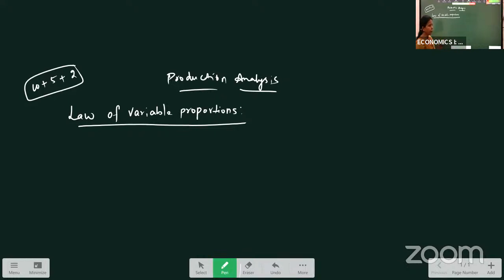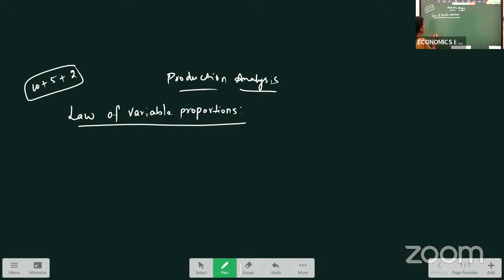Law of variable proportions explains the production function in the short run. Means in a short period, as we increase our variable factors, how our output is increasing. So this law helps the producer to see whether he can increase the output, till how much he has to increase, and how many variable factors he has to increase. All these we will study under this law.